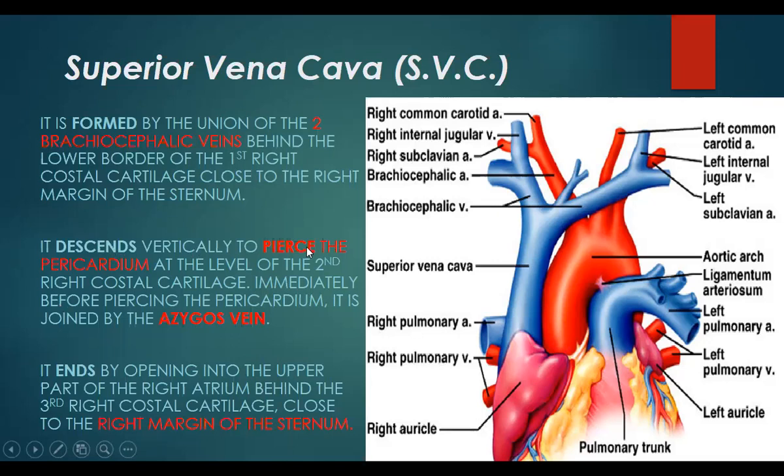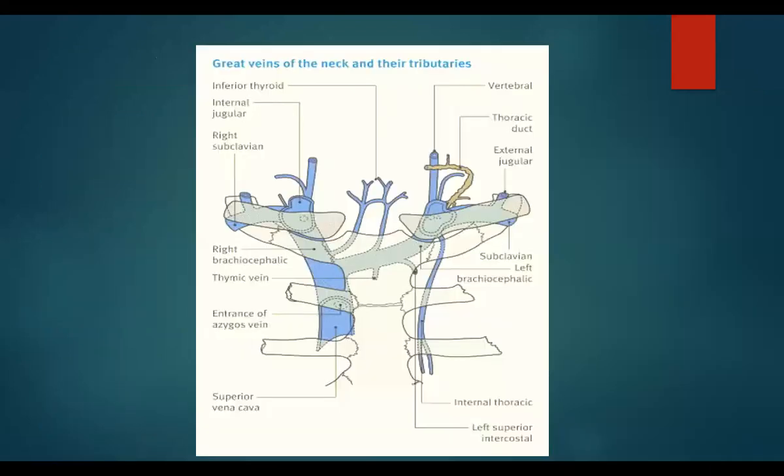So it descends vertically to pierce the pericardium at the level of the second costal cartilage. So the beginning of this superior vena cava will be at the first costal cartilage, right side. Then it pierces the pericardium at the second costal cartilage. Immediately before piercing the pericardium, it is joined by the azygous vein. So before the superior vena cava pierces into the pericardium, there will be opening of the azygous vein. Azygous vein is the main vein which will be in the thoracic region.